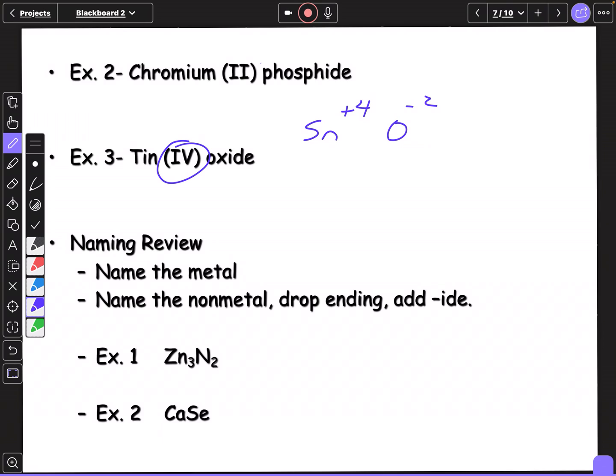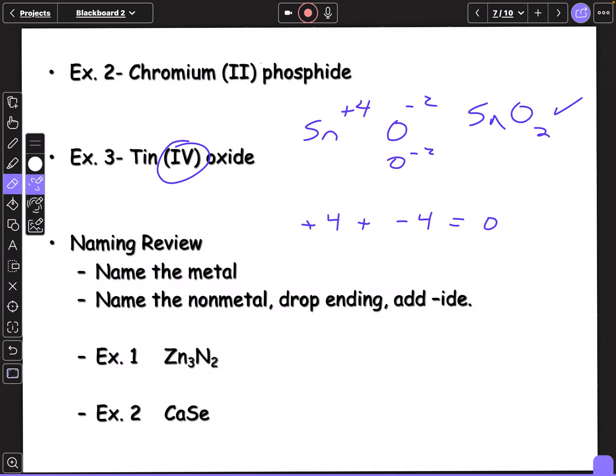Now this one's a little tricky, so we're going to have to be careful. If I look at it like +4 and -2, to make them add up to 0, well, +4 plus -2 equals +2. I need this to be -4. So I add them together, that would equal 0. So okay, I just need one Sn, but I would need another oxygen ion. So when I write this formula, I would have Sn, just one of those, O2 would be the correct formula. And that's easy to see if you do it that way.